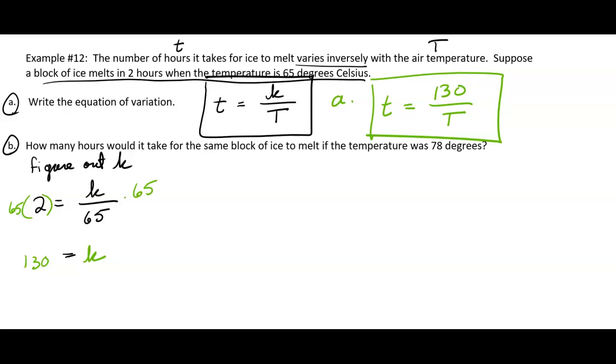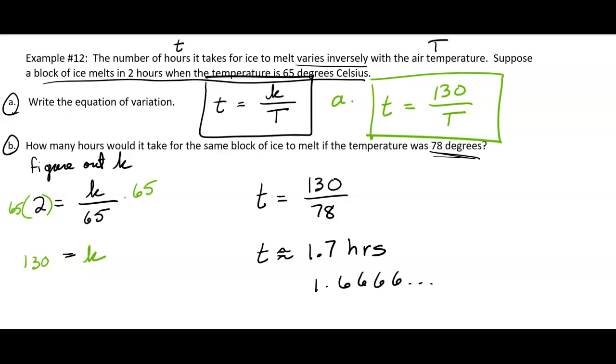So now part B says, how many hours would it take for the same block of ice to melt if the temperature was 78 degrees? So little t, that's what we're looking for, time, is going to be 130 over 78. And then we're going to get probably some decimal for this. Let's see what we get. 130 divided by 78. Yeah, so it's going to be 1.7 hours. Now, that's approximate. I've rounded that off.